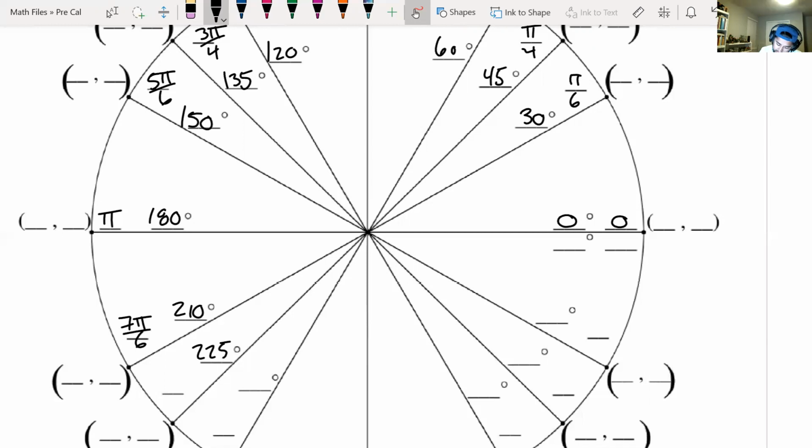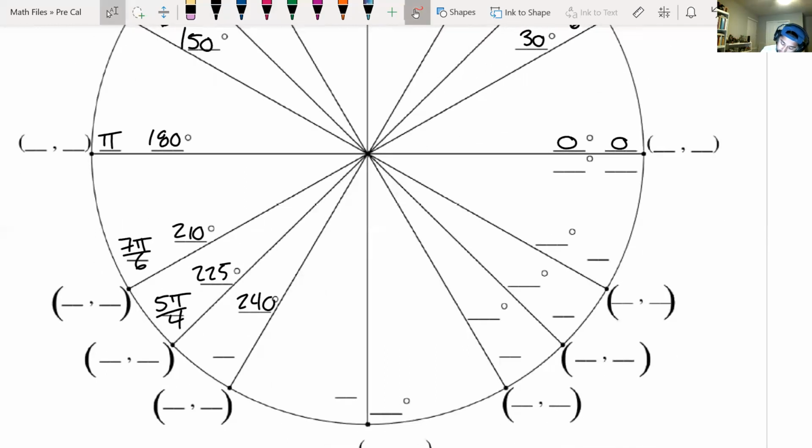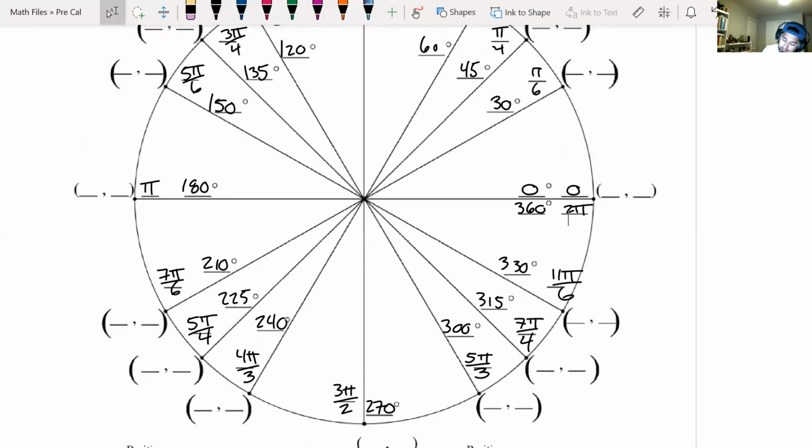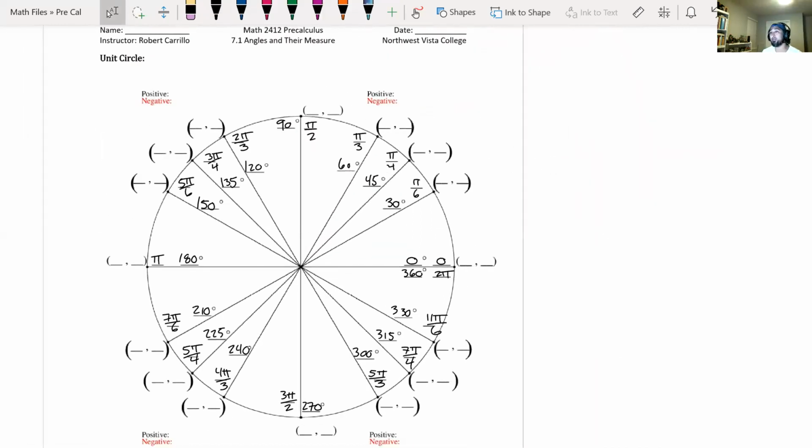And then 225, you're going to get 5 pi over 4. And then 240. There's my 4 pi over 3. And then 270. There's my 3 pi over 2. And then 300. This one's going to be my 5 pi over 3. And 315, that's going to be 7 pi over 4. And then 330, that's going to be my 11 pi over 6. And then we get to 360 and 2 pi radians. And that is the beginning of our unit circle, guys.